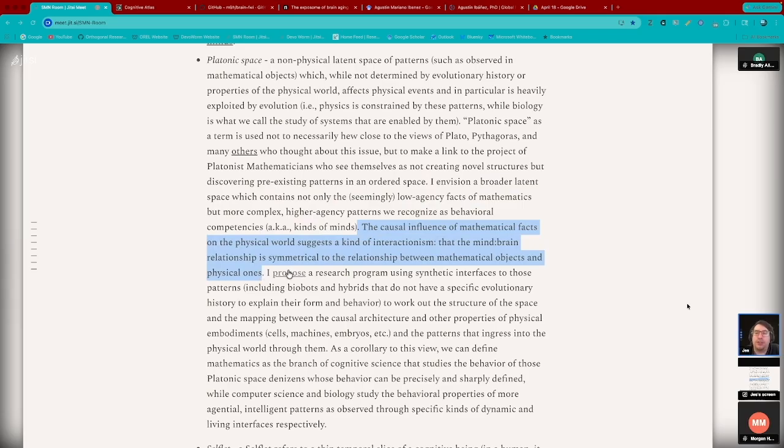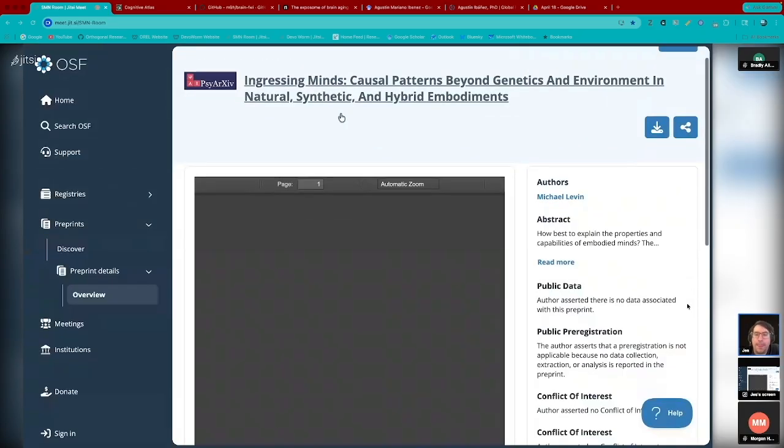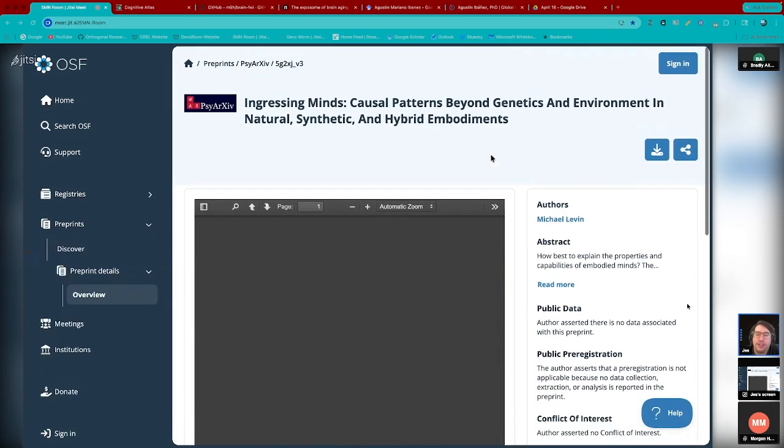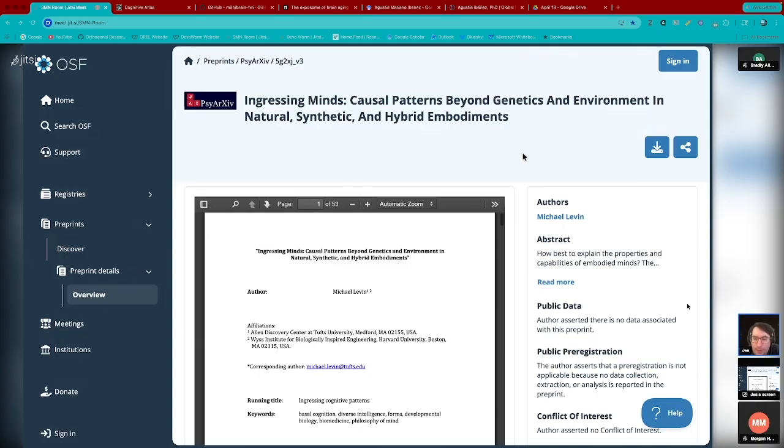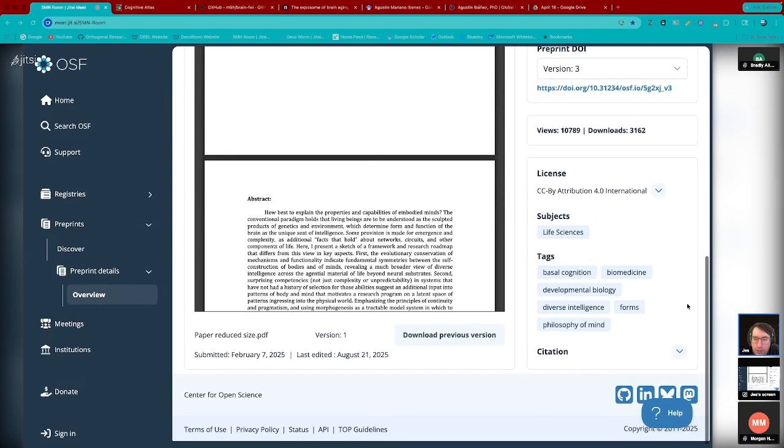And he proposes this big program, which I have yet to fully read and comprehend, and it's not going to show up here. I don't know why it's not showing up. Oh, that's weird. I clicked the same link twice and now it shows up this time. But this Ingressing Minds paper is supposedly his research program. And when was this made? A couple of years ago?